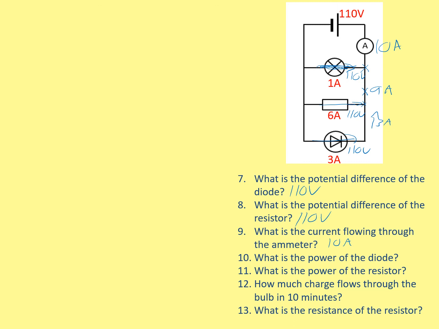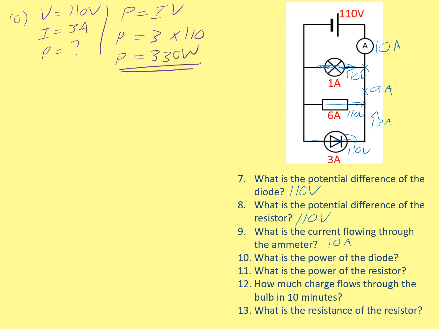What is the power of the diode? Well, let's have a look. Question number 10. Power of the diode. Where's the diode? Diode's down the bottom. I know that the potential difference is 110 volts. I know the current is 3 amps. And I'm looking for the power. P equals IV. You've memorized this. P is I, which is 3, times V, which is 110. Use a calculator, 3 times 110, 330 watts. Very good. I'll write that in, 330 watts.